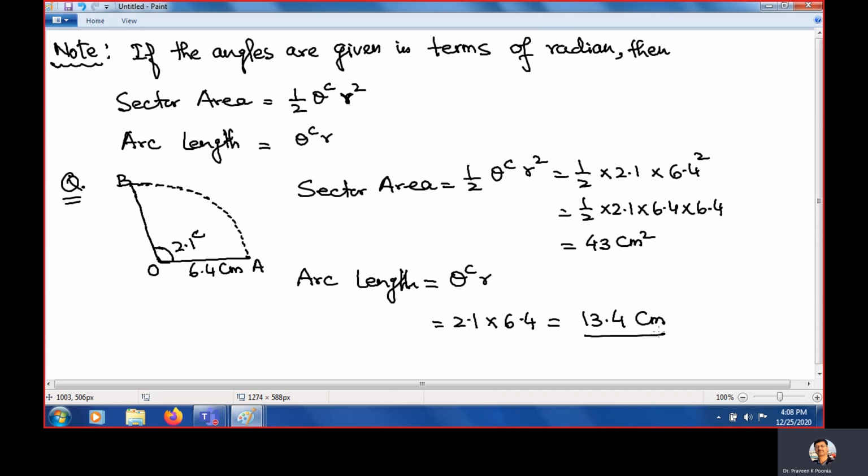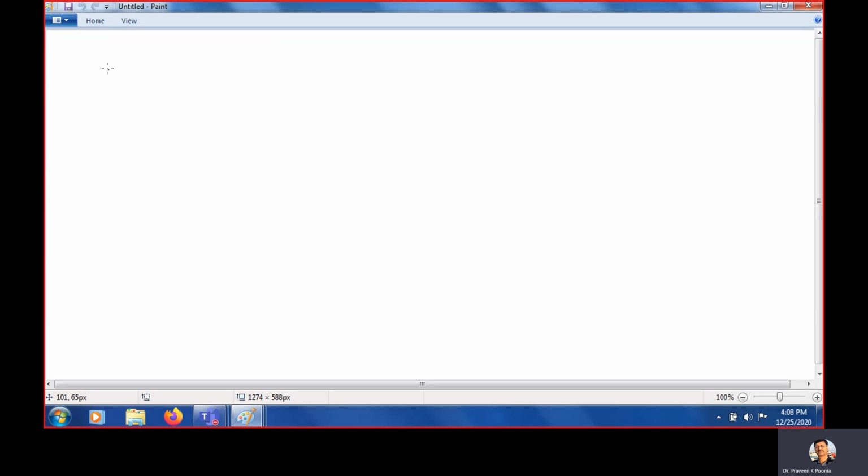Clear? So this is about two things. In the end, I will say it is about two things. One is the area of the circle, another is the circumference. The area of the circle is pi r power 2, and the circumference is 2 pi r. This is area and this is circumference. Clear? This is about the circle.